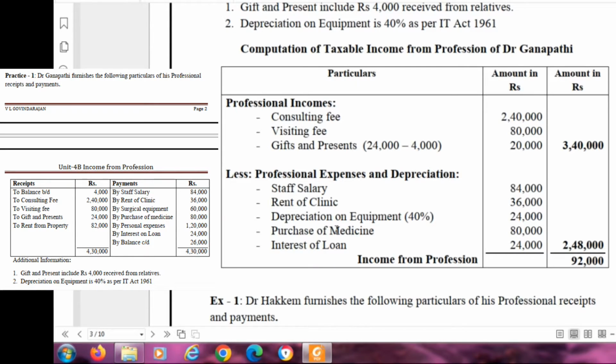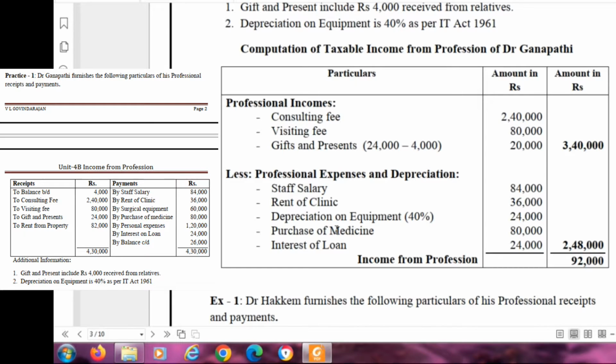As a doctor, visiting fee also is professional income. Gift and presents, totally 24,000, out of which 4,000 received from the relatives. So balance 20,000 only from the patients. Okay. Next one, rent from property. It will be taxable only on income from house property, but not under income from profession. So we have to govern only these 3 informations.